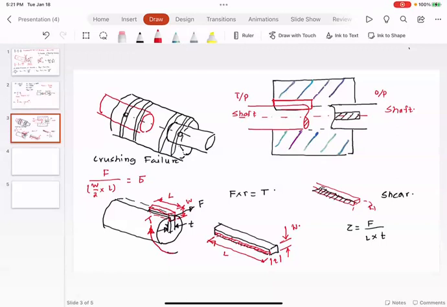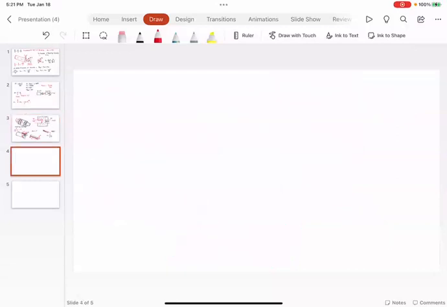No questions? Okay, so what I'm going to do is give you a step-by-step recipe to design a simple coupling. So, design of sleeve coupling.